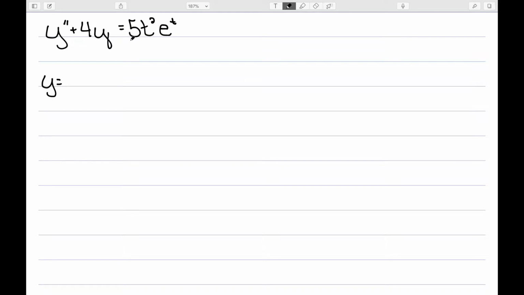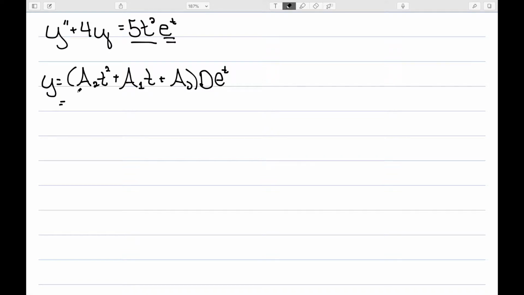The fact that this here is a t squared tells me I want y to be of the form a2t squared plus a1t plus a0. And the fact that this is an e to the t tells me I also want something of the form a constant times e to the t. And I used a d here for a reason that I'll hopefully make clear in just a second.